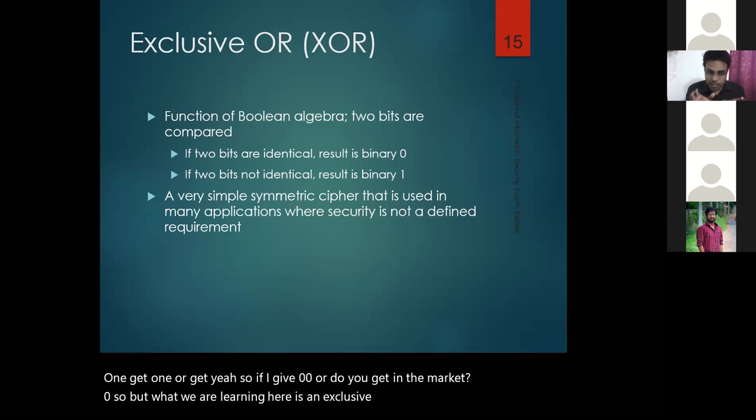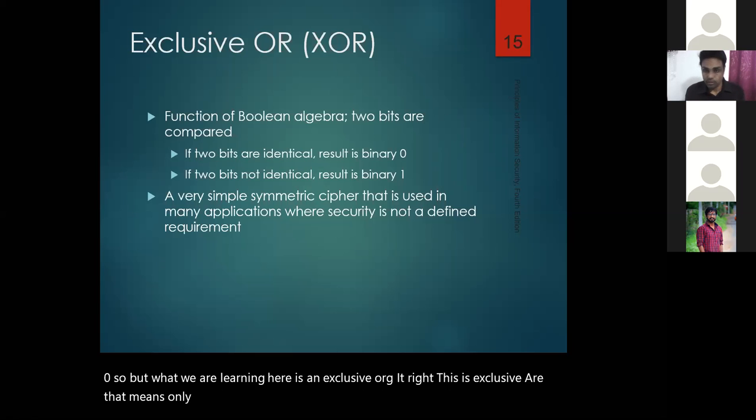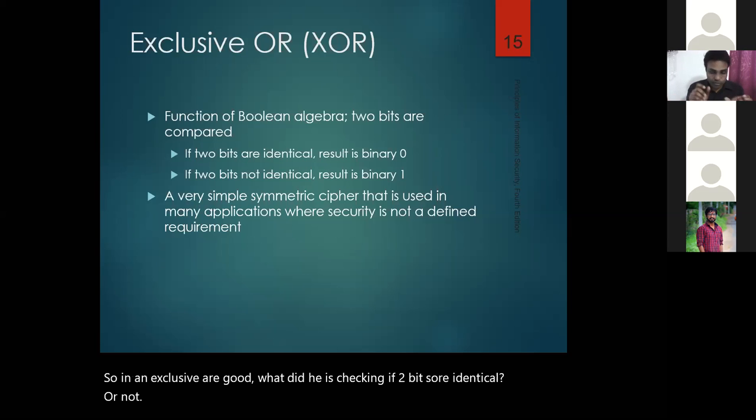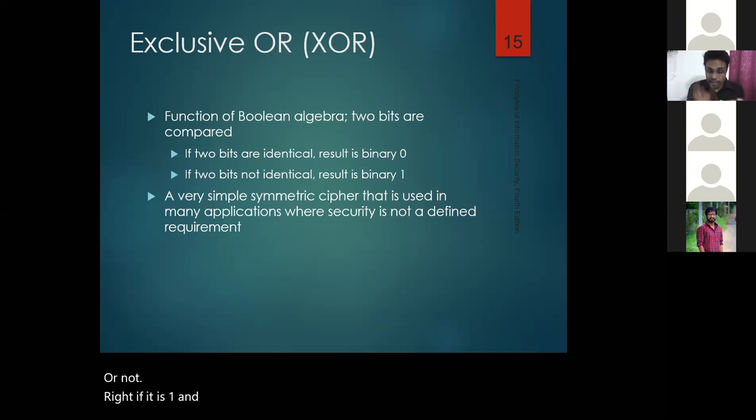This is exclusive OR. That means only one of them must be true, not all of them. An exclusive OR gate checks whether two bits are identical or not. If it is 1 and 1, it has to give 0. That is the difference between an OR gate and an exclusive OR gate.